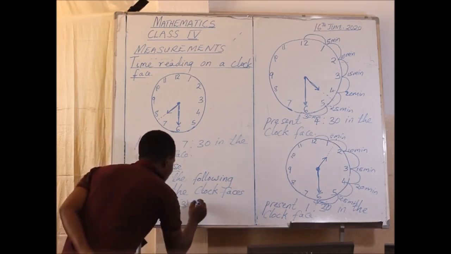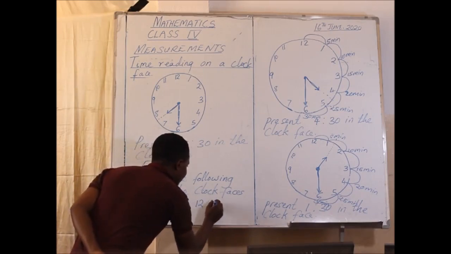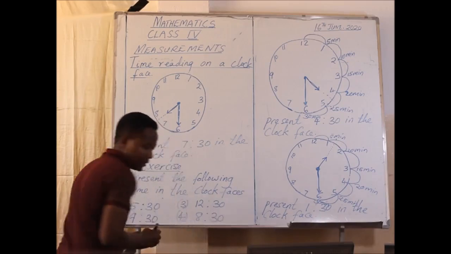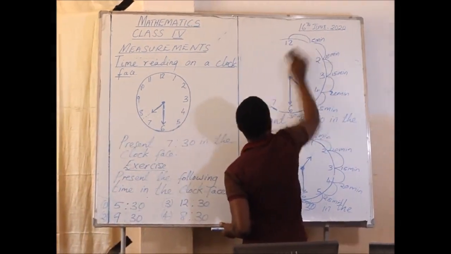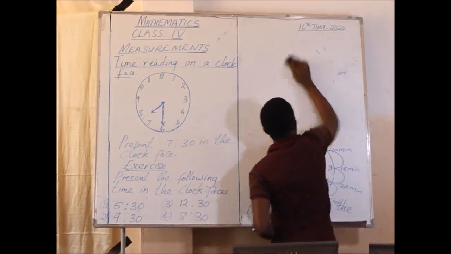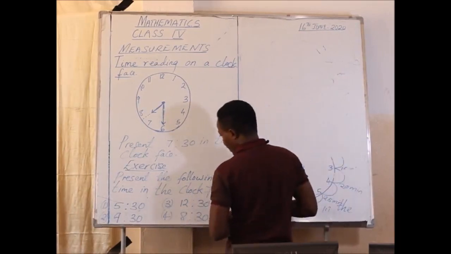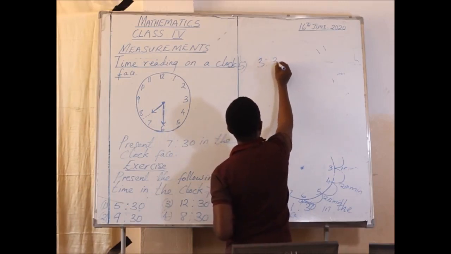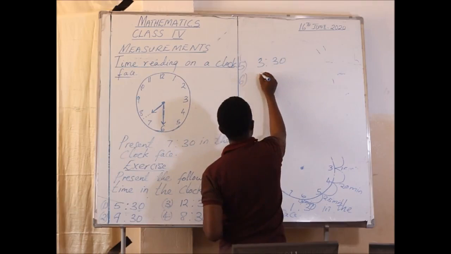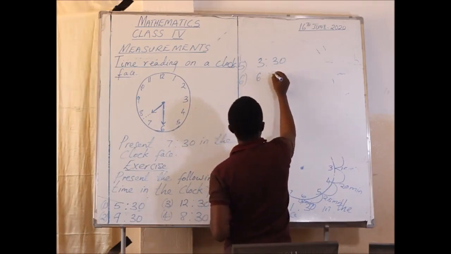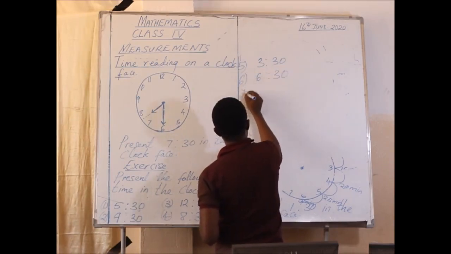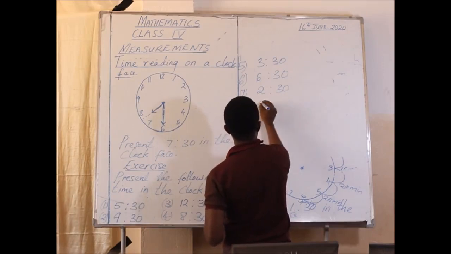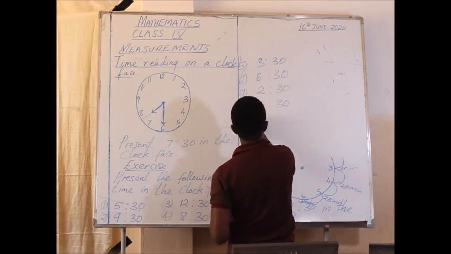Number three, 12:30. Number four, 8:30. Number five, half past three. Number six, half past six. Number seven, half past two. Number eight, half past 11.